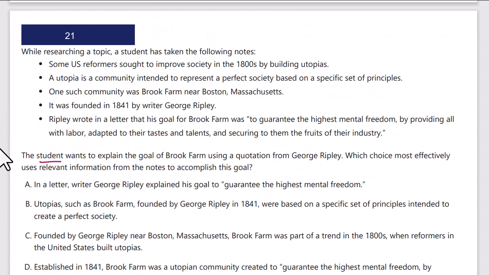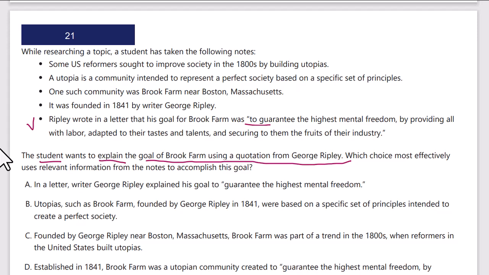Okay, rhetorical synthesis. The student wants to explain the goal of Brook Farm using a quote from George Ripley. So we need a quote to explain the goal. Okay, well, right away I see here a quote, and it looks like to guarantee. That seems to be like a goal. So this is probably going to be it. Let's just quick check all the bullet points.